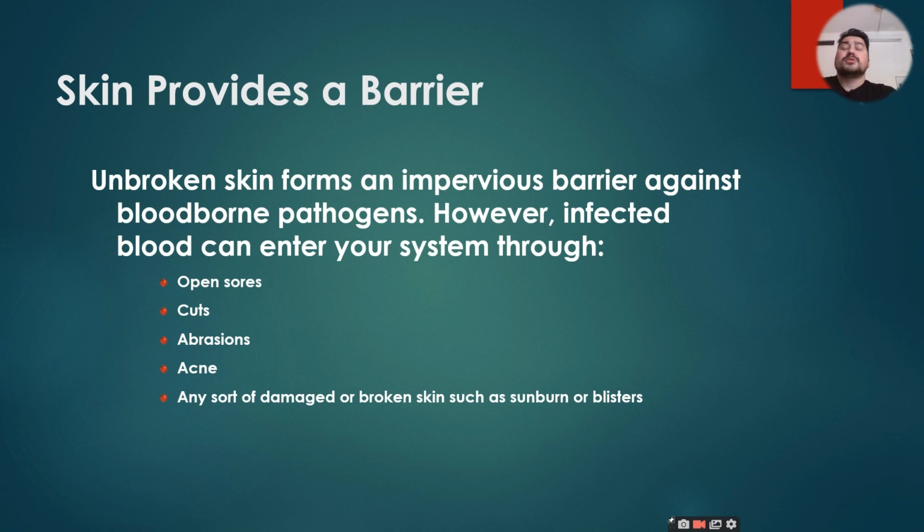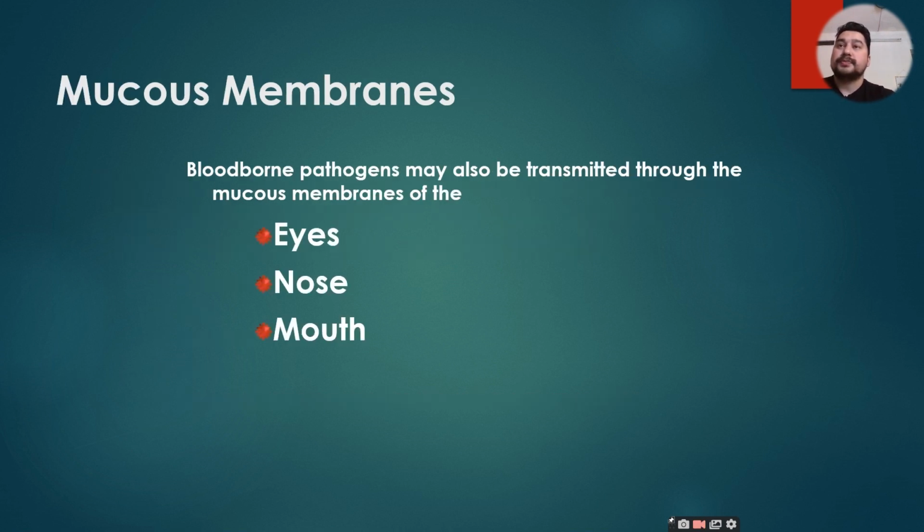Skin provides a barrier. Skin is a major protection that keeps any disease from entering directly into our body. Unbroken skin forms an impervious barrier against bloodborne pathogens. However, infected blood can enter your system through an open sore, if there are any cuts on your body, abrasions, acne, or any sort of damage or broken skin such as sunburn or blisters. So these have the major chances that bloodborne pathogens can enter your body through these areas.